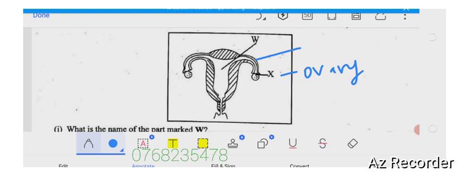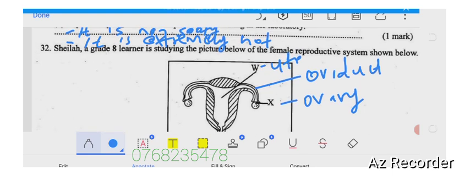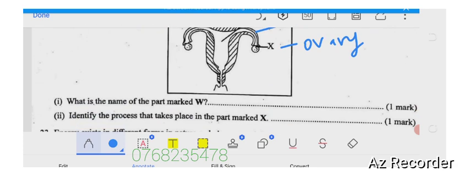The part that I'm labeling right now is the oviduct, which some people call the fallopian tube. It's where fertilization takes place. Then we have part W, which is the uterus, or womb. This is where implantation takes place. And remember, implantation is the attachment of the zygote to the wall of the uterus.